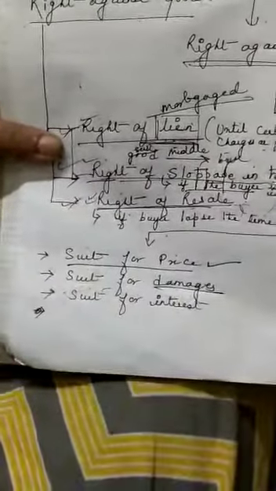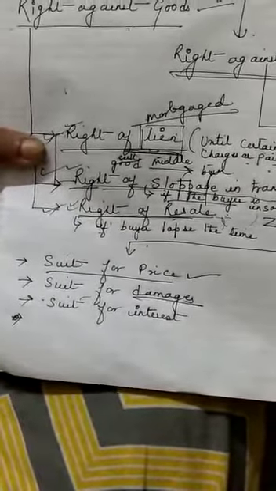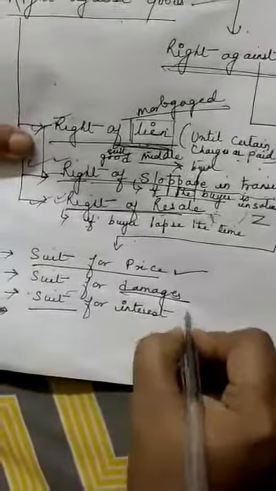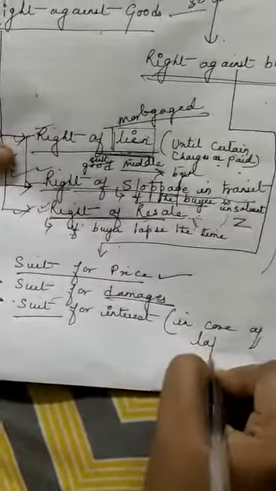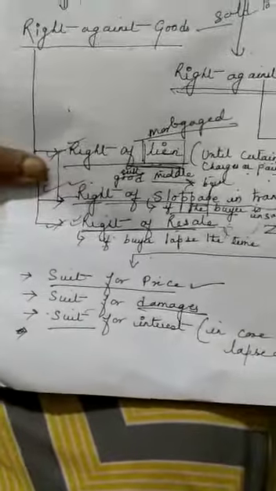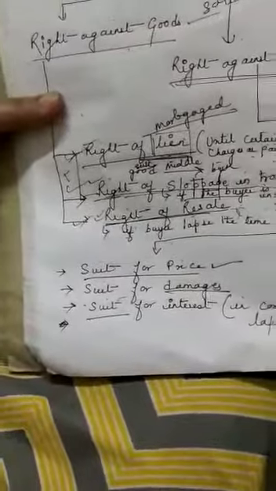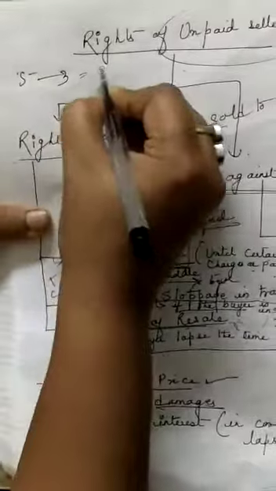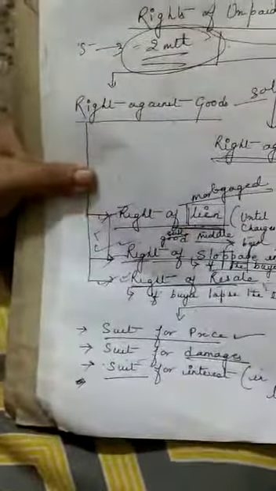Suit for damages. If the goods get damaged and he is not paid, he will sue for it. And the last is suit for interest. This is in case of lapse of time. Take the same example again. X sold Y the goods and Y agrees to pay in 3 months. Y pays him after 5 months. So the 2 months which is extra, 5 minus 3, the seller can claim the interest for these 2 months.